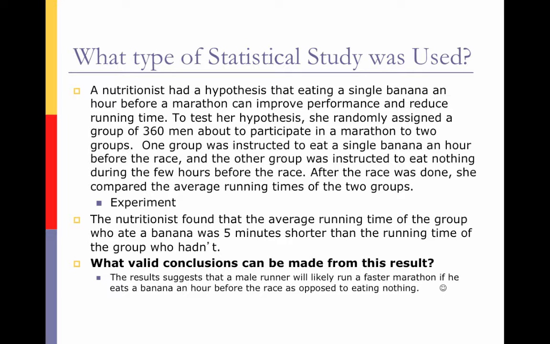The results here suggest that male runners will likely run a faster marathon if they eat a banana an hour before the race as opposed to eating nothing. Now there are a lot of issues here. The first is that we can only talk about male runners because she did not include female runners. The other thing is that the other group ate nothing, and the first group only ate a banana. So perhaps having something to eat also helps as opposed to having nothing to eat. So we'd have to do a little bit more with this experiment probably, but we can at this point conclude that eating a banana is better than eating nothing.